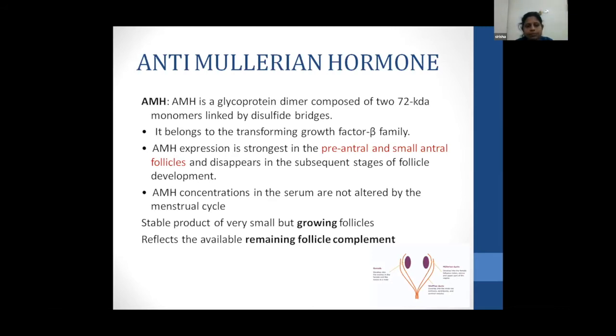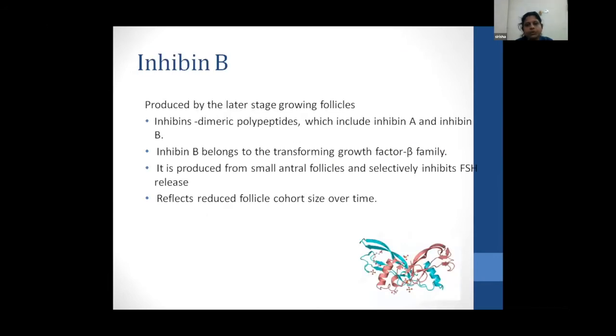And what is this Inhibin B? It is produced by the later stage growing follicles, a little bigger follicles, I mean. Inhibins are dimeric polypeptides again. They can be Inhibin A and B. Inhibin B belongs to the TGF-beta family. It's again produced by the antral follicles and it selectively inhibits FSH release. So it reflects reduced follicle cohort size over time.